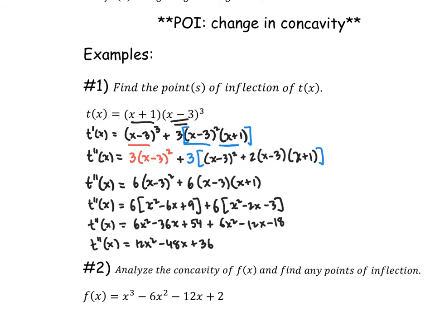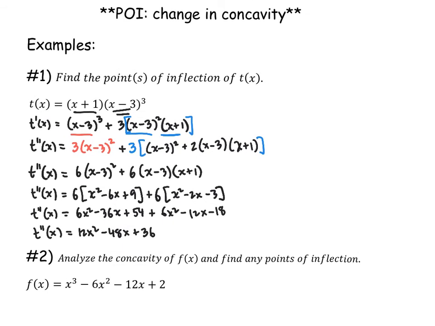As we look for where the second derivative equals 0, my advice to you is if you can, take out that leading coefficient. Here it's 12. So I'm left with x squared minus 4x plus 3. Factor that further.